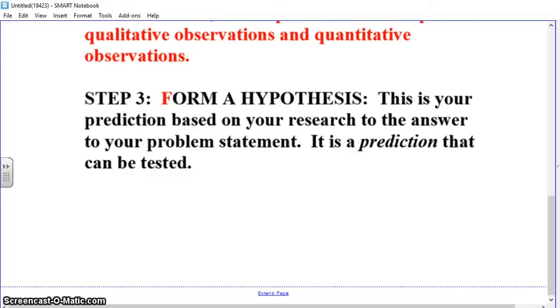Da-na-na-na. Da-na-na-na. Da-na-na. Woohoo!